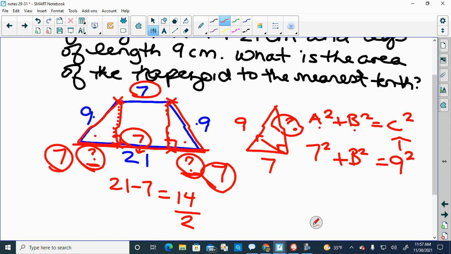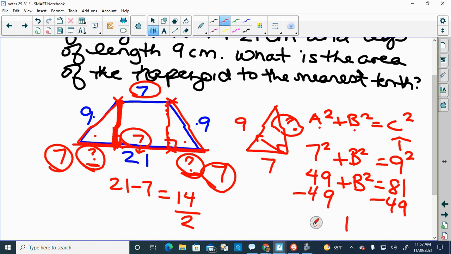I need to know what the height of this is, so I can plug in my bases and my height for the area of that trapezoid. So 7 squared would be 49, and then 9 squared would be 81. To solve for b squared, we're going to subtract 49 from the other side. So I have b squared equals 32. Now to find out what b is, we've got to do the opposite of square, which is to take the square root, right?